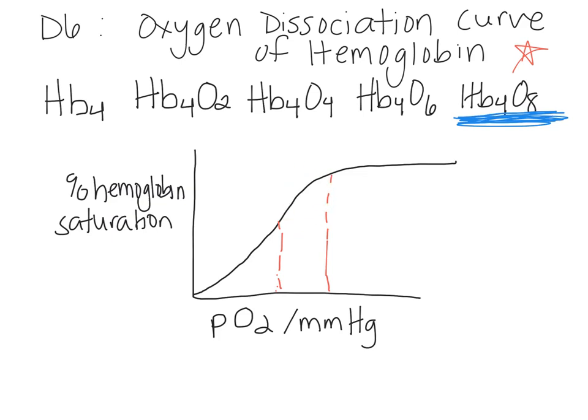So the lower this pressure gets, the more likely hemoglobin is to give up one of its oxygens, which makes sense. The less oxygen that's in our bloodstream, the more likely it is that hemoglobin is going to give up one or more of its oxygens to that tissue.